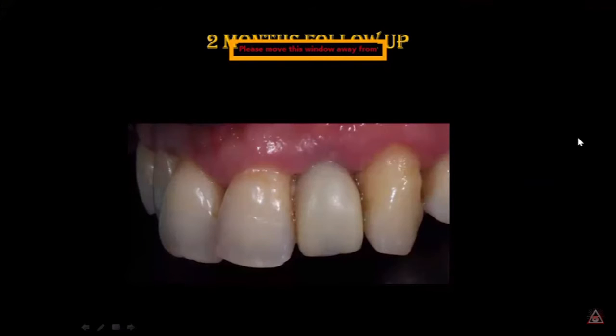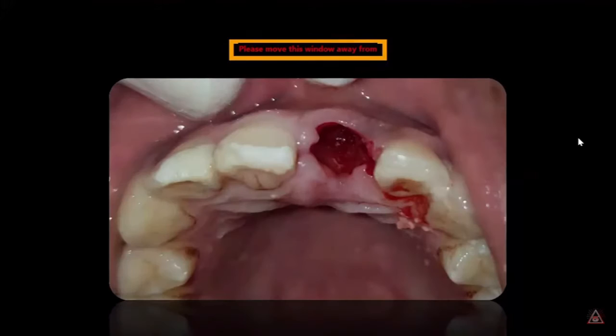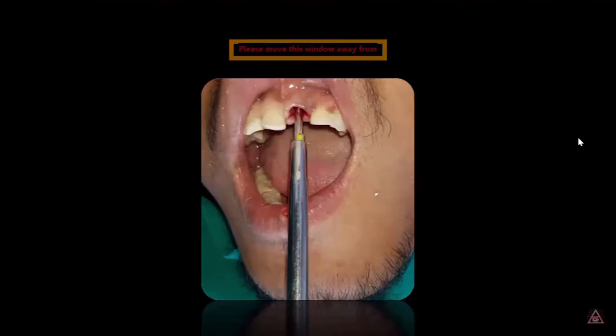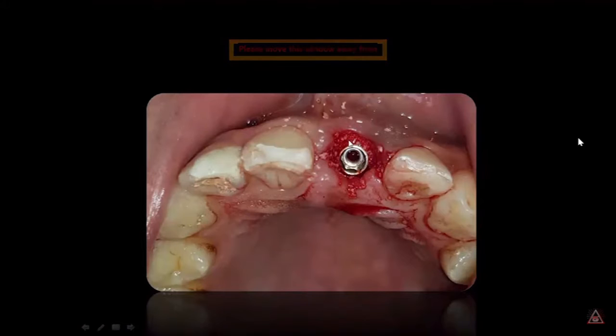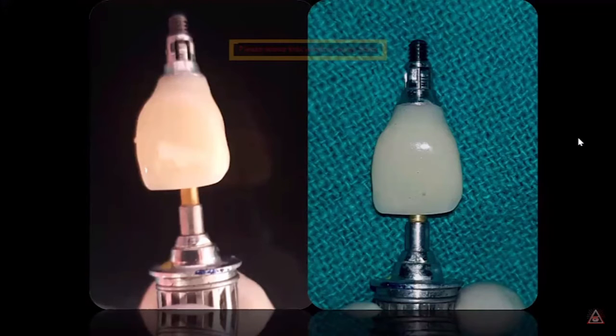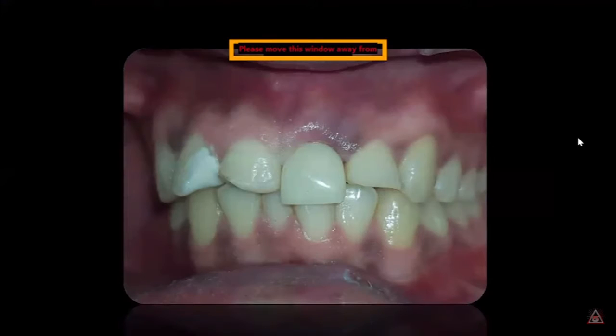So this is a 2 month follow-up. Another case: extraction of root portion, placement of implant, and bone graft between the implant and the buccal plate. Then impression, healing abutment. This is the fabrication of the temporary prosthesis on a temporary abutment in the lab, and this is the temporary prosthesis. You can see there is no bleeding. The patient can brush 1 day after placing the implant with crown.